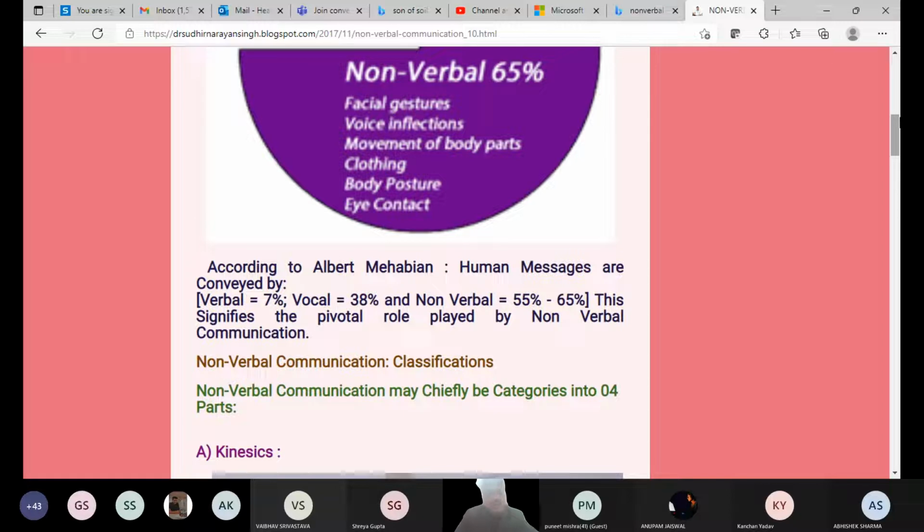Here is another theory, given by Albert Mehrabian, that human messages are conveyed by verbal 7%, meaning the words that are used convey only 7% of meaning. Vocal, meaning pitch variation, tone variation, high pitch, low pitch, is 38%, and non-verbal stands for 55 to 65%. This signifies the pivotal role played by non-verbal communication.